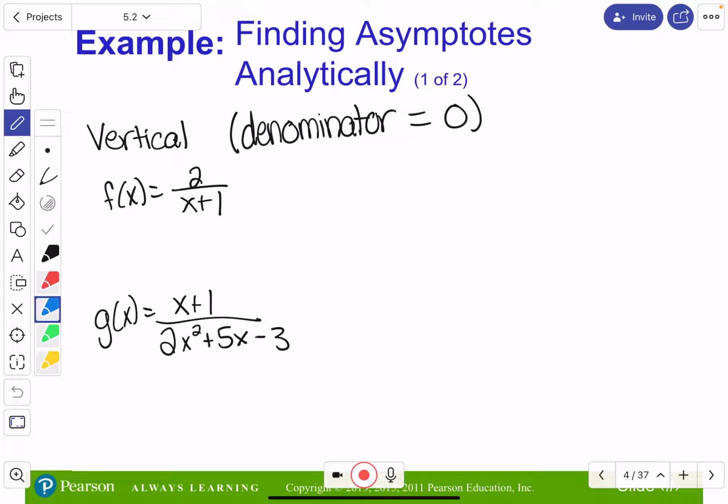To find a vertical asymptote, you set the denominator equal to 0. So for f of x, we would say x plus 1 equals 0. Subtract 1 from both sides, and our vertical asymptote would be x equals negative 1.